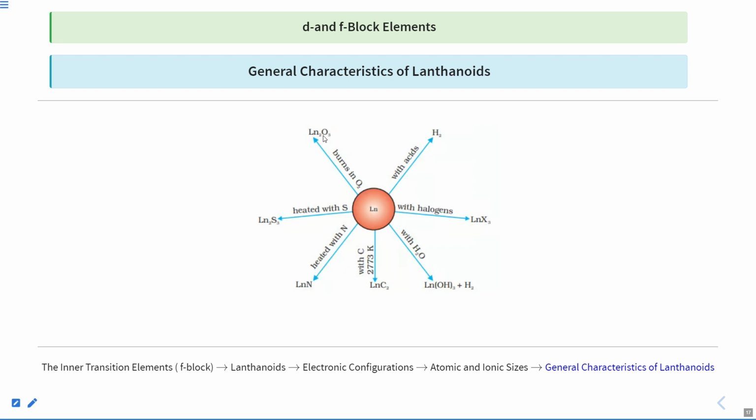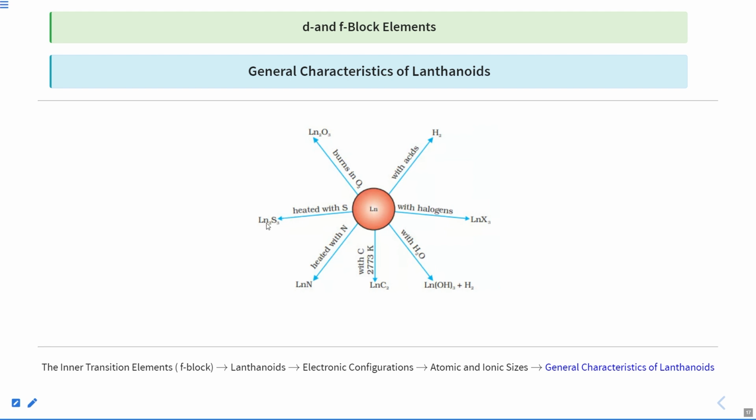If you talk about Ln2O3, oxygen is in the minus 2 oxidation state, so 3 into 2, that is minus 6. Now this compound is to be neutral, so 2 into plus 3, that is plus 6. Plus 6 and minus 6, it's 0. Here also, sulfur has a minus 2 oxidation state, so minus 2 into 3, minus 6.